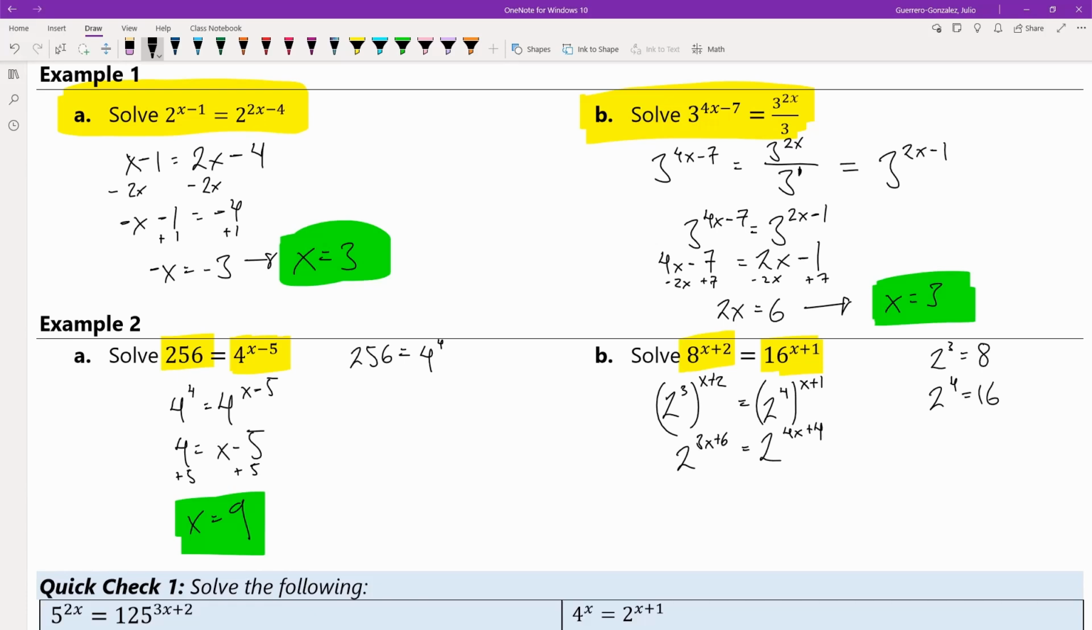Hopefully you guys see that. Now we have everything that we had from example 1. So now it becomes an algebra problem, right? 3x plus 6 is equal to 4x plus 4, right? Minus 4x, minus 4x. So this is going to be minus x. I'm going to do a minus 6 already. Minus 6. Minus x is equal to minus 2. x is equal to 2. We are done.